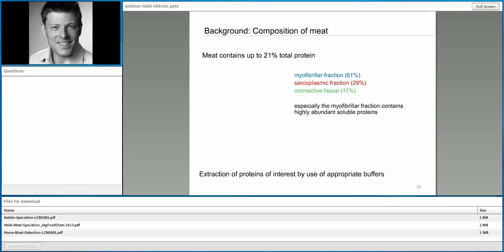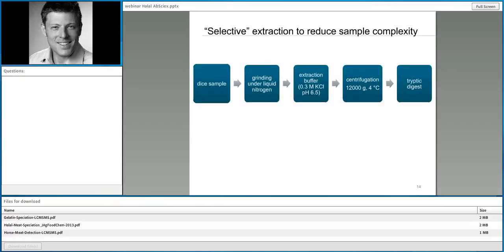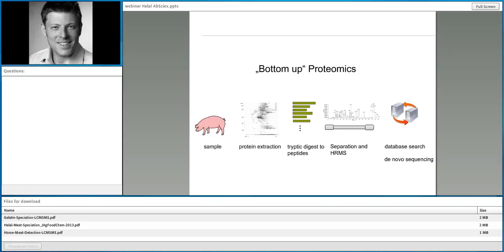That was the reason why we used a somewhat selective extraction to reduce sample complexity. After dicing the sample, we ground it under liquid nitrogen, which leads to a fine powder that can be nicely extracted. We used 0.0 molar potassium chloride, and we mainly extracted the myofibrillar and sarcoplasmic fraction, and thus reduced the complexity of the proteome at this early step already, because we are not really interested in the insoluble or barely soluble proteins, or the proteins which are not that abundant. With this, we then went to the tryptic digest and performed our bottom-up proteomics approach.